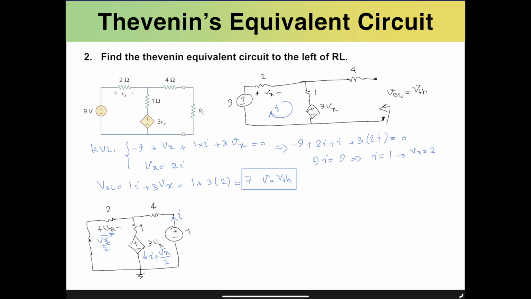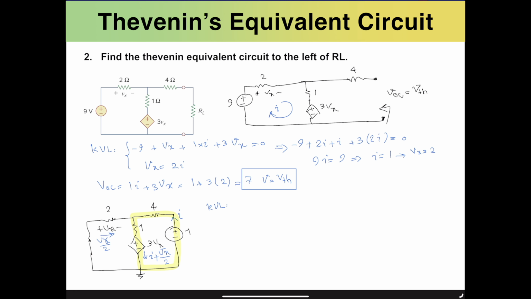And a KVL can be used on, for instance, this branch, this loop that I'm highlighting. So that would be something that I would be using. So I'm highlighting that to make it clear which loop I'll be using KVL.